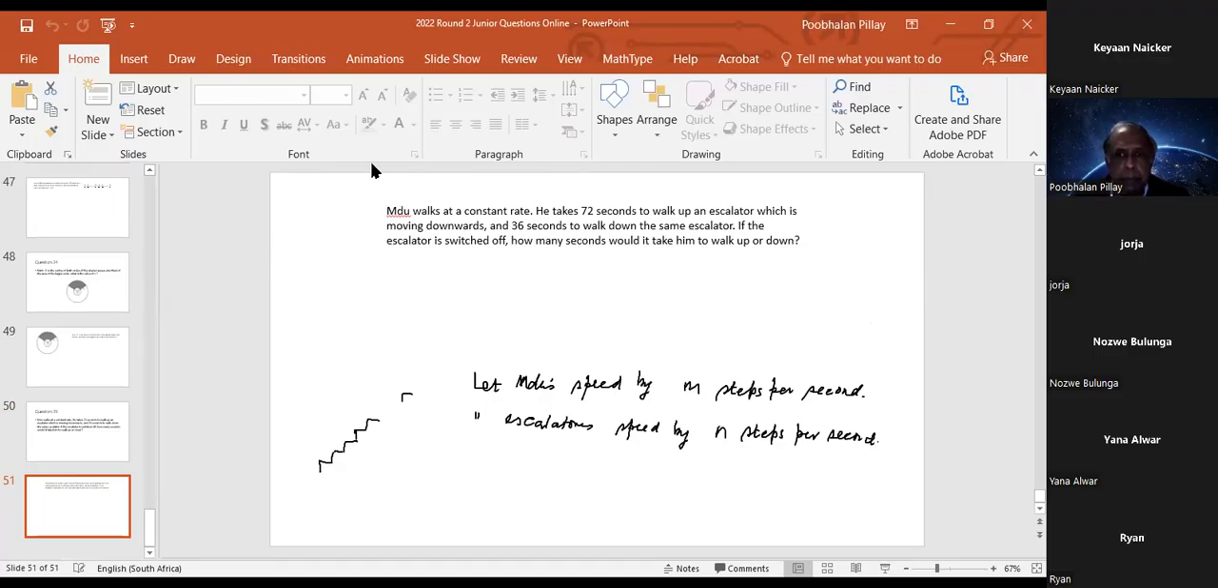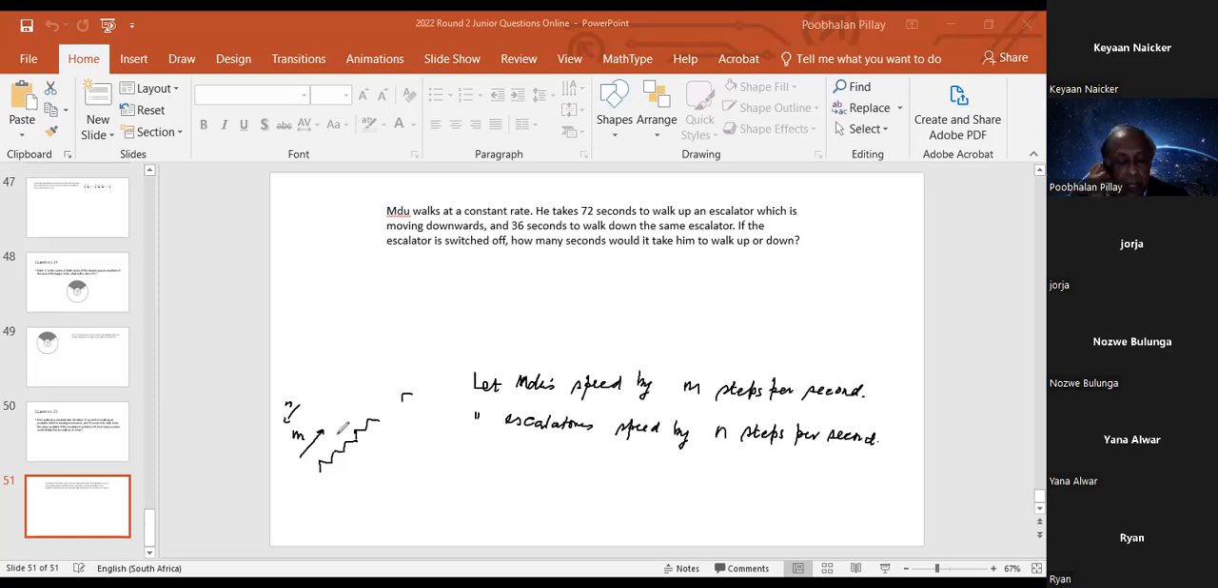Now when he's climbing up, it says that it takes 72 seconds to walk up the escalator. Now, how do you interpret that? When he is walking up, he is going m steps up, right? But this guy is pushing him down by n steps. So what happens is that his actual speed, because in 1 second, n steps disappear behind him, and m steps is only moving up.